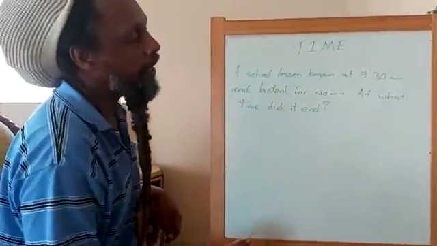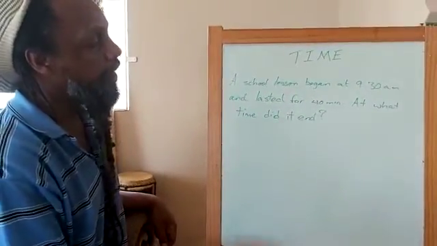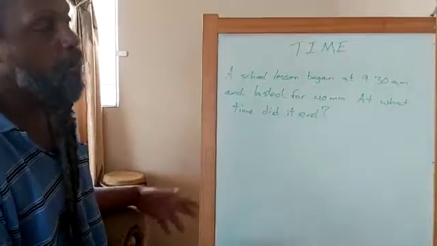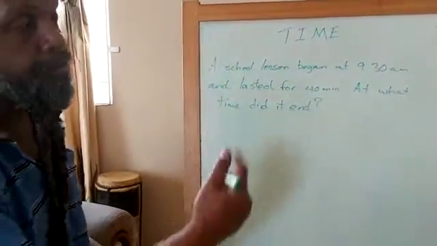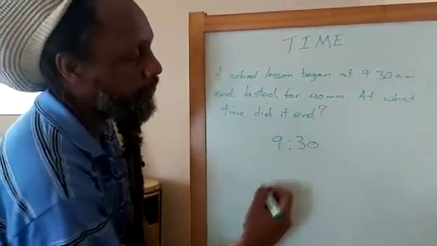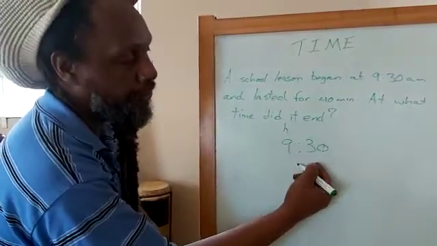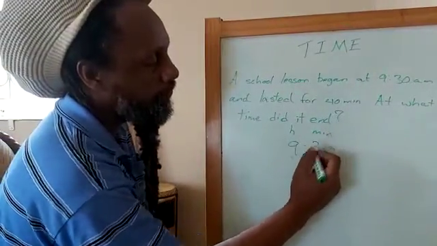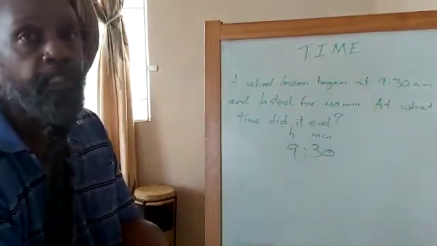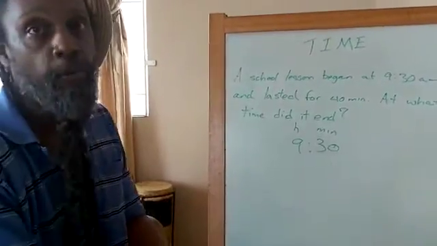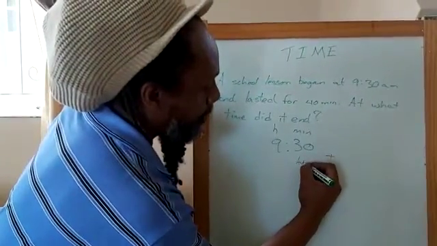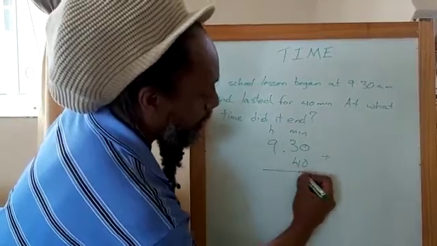A school lesson began at 9:30 a.m. and lasted for 40 minutes. At what time did it end? So what do I know? It started at 9:30. 9 my hours, 30 my minutes. It lasted for 40 minutes. So it went on for 40 minutes. So I have to add 40 minutes to my 9:30. So I add 40 minutes to my 9:30.